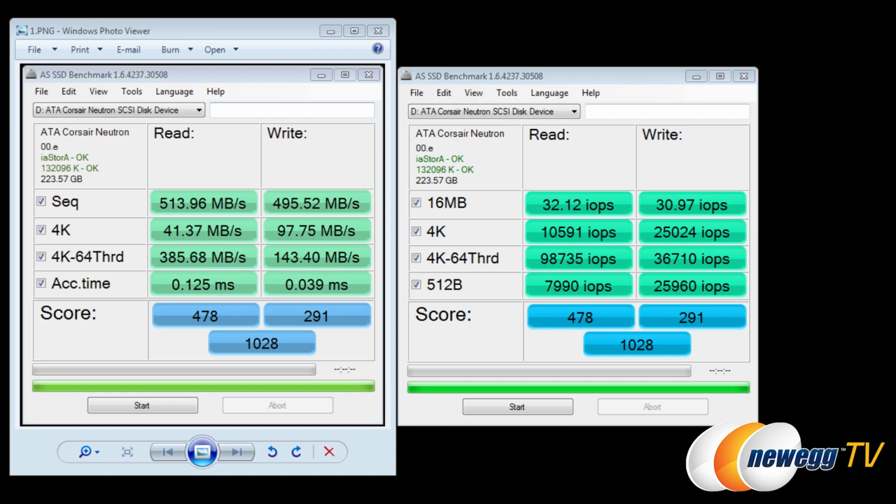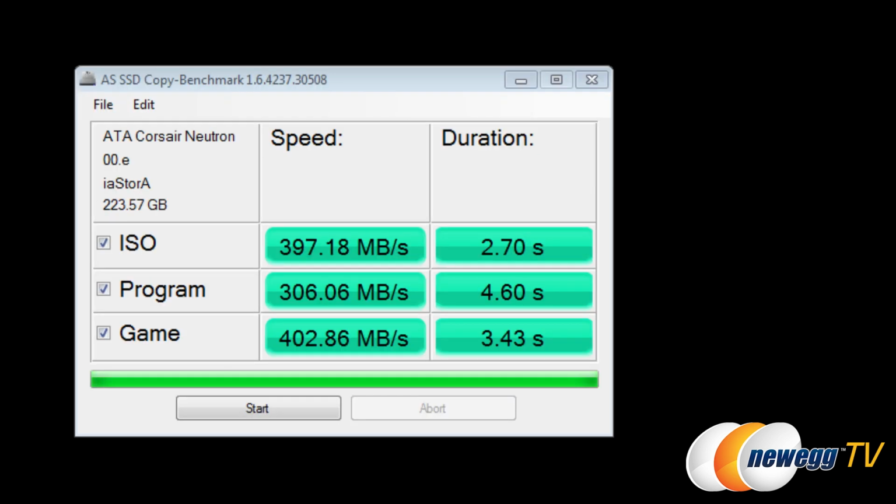Then looking at IOPS, we can see it starts out at about 32. We want to look at these bigger numbers, the 4K 64 thread, and that's at 98,000 for the read, and the writes dipping a bit to 36,000. And moving right along, AS SSD also has a copy benchmark, and it's sort of synthetic here. It tries to mimic copying an ISO, or programs, or games. So we're seeing 397 megabytes per second, a duration of 2.7 seconds, 306 at 4.6 seconds, and 402 at 3.43. And of course, you could just go ahead and download that benchmark and see how your drive at home compares.